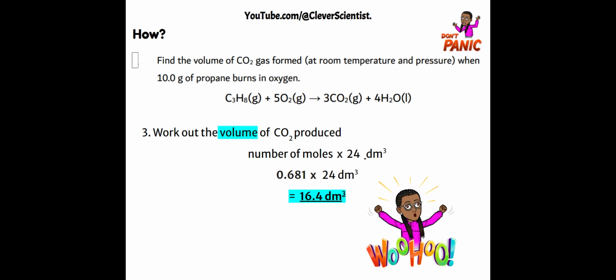Now, we've got to work out the volume of carbon dioxide produced. We've got the number of moles of carbon dioxide, and all we do is times it by 24. And when we do that, we end up with 16.4 decimeters cubed. Woohoo! You did it!